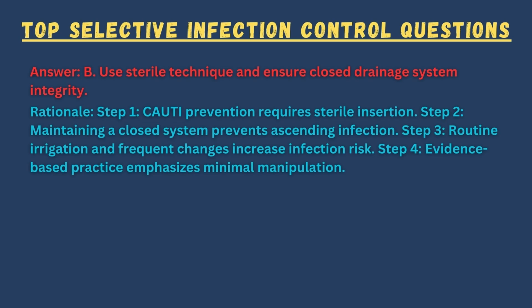Rationale. Step 1. CAUTI prevention requires sterile insertion. Step 2. Maintaining a closed system prevents ascending infection. Step 3. Routine irrigation and frequent changes increase infection risk. Step 4. Evidence-based practice emphasizes minimal manipulation.